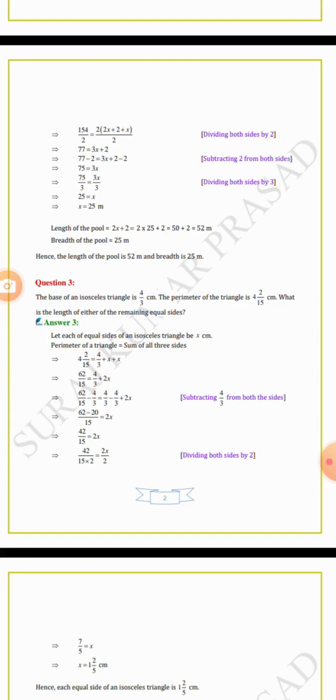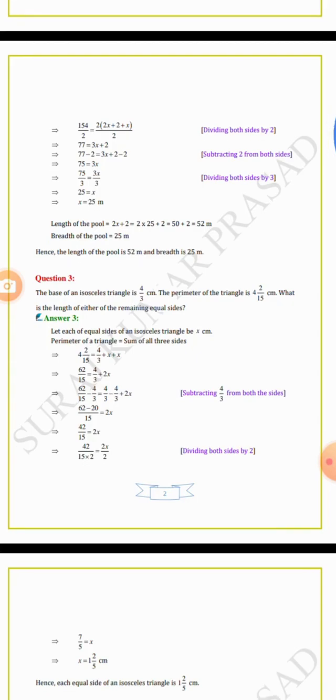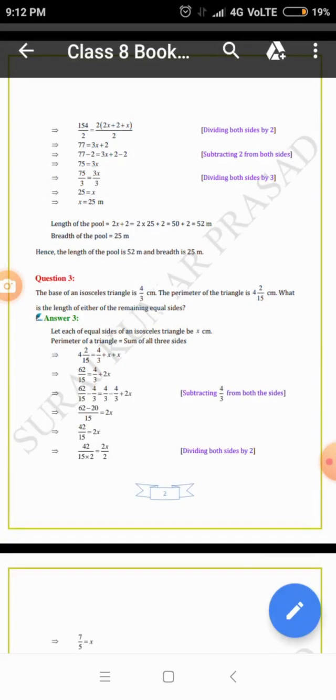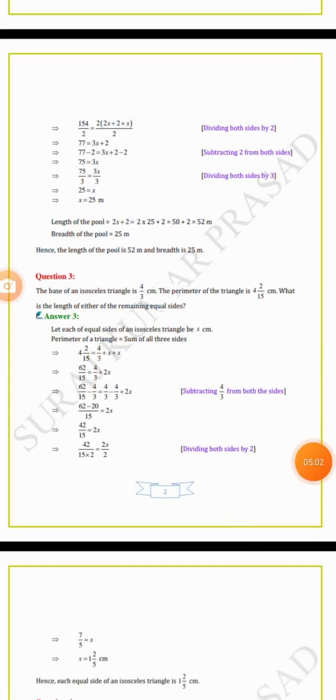Question number 3. The base of an isosceles triangle is 4/3 centimeter. The perimeter of the triangle is 4 2/15 centimeter. What is the length of either of the remaining equal sides?